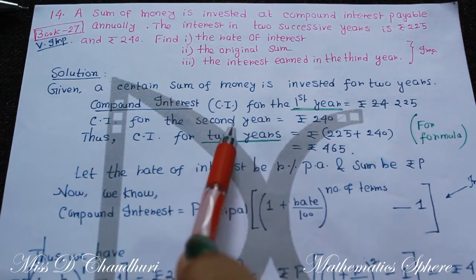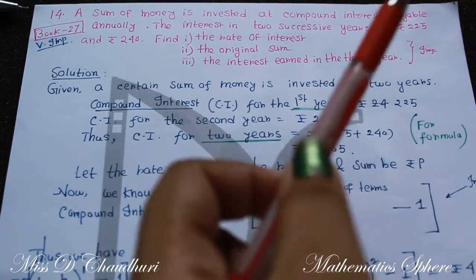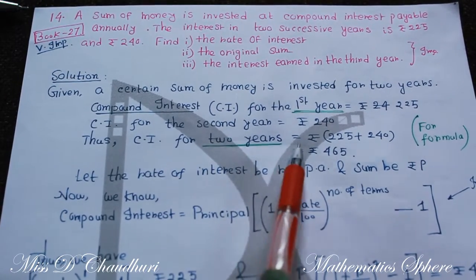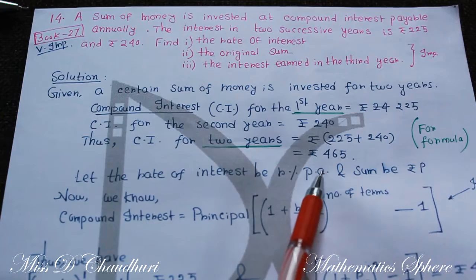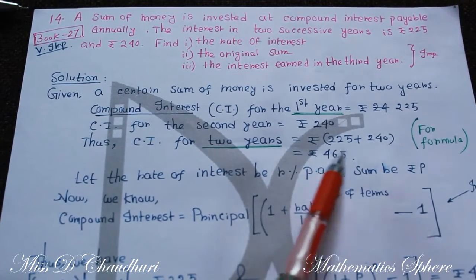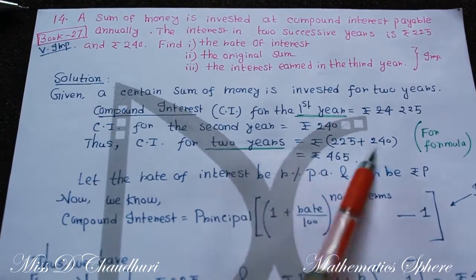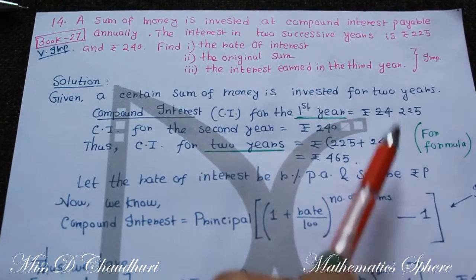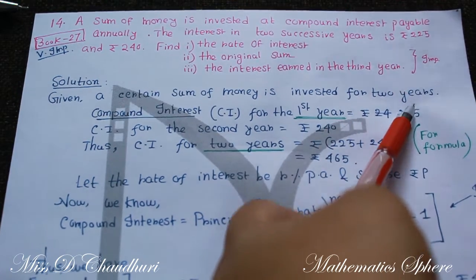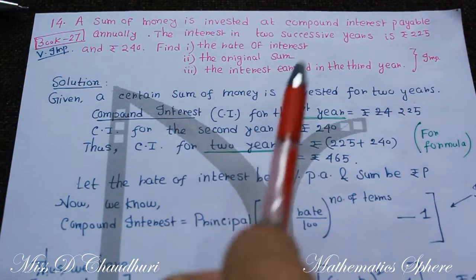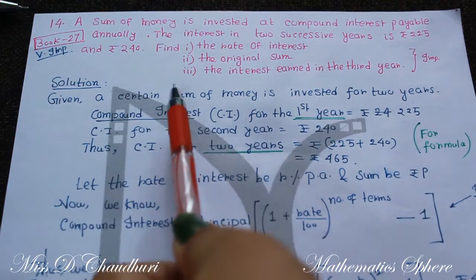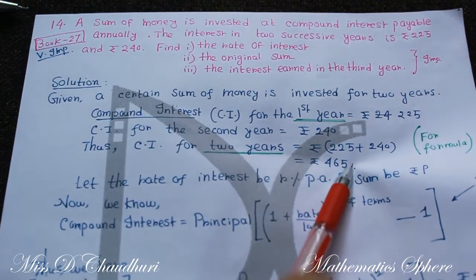For the first year nothing is to be added, it is 225 only, but for the second year, means for 2 years, you will have to add the first year also, second year also. It will become 225 plus 240, means 465. This part is very important, please be careful here. For the first year's CI no problem, it will be as it is, but when you move on to the second year or third year, you will have to add all the years together. So this is the CI for the first year, this is the CI for the second year.